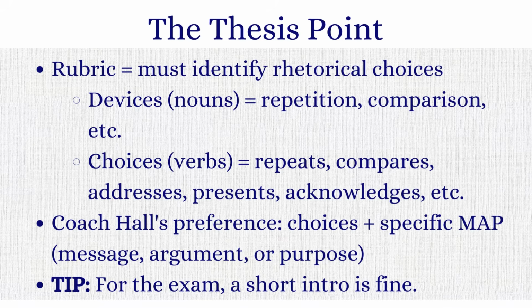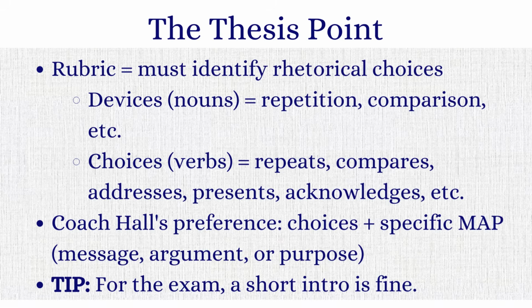Now, on the rubric, it says that students must identify rhetorical choices in order to earn the thesis point. To be honest, the thesis point is the easiest point on the rubric, at least in my opinion. So when readers are looking at your essay, they're looking for specific rhetorical choices. Most students include 2 to 4 rhetorical choices depending on what they intend to write about.